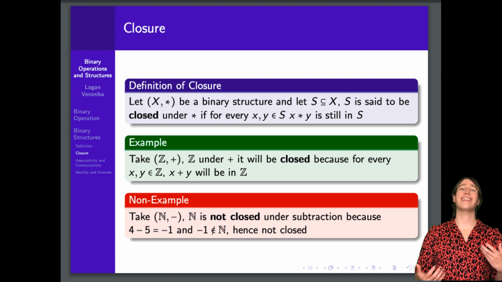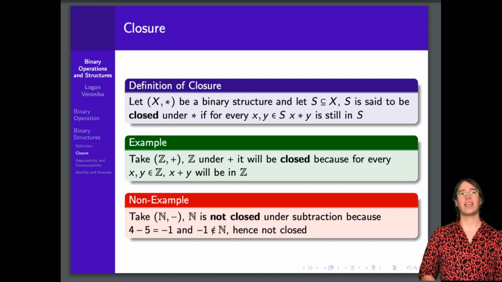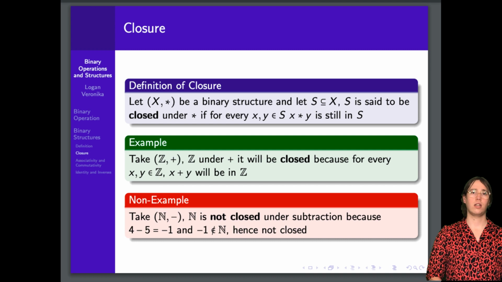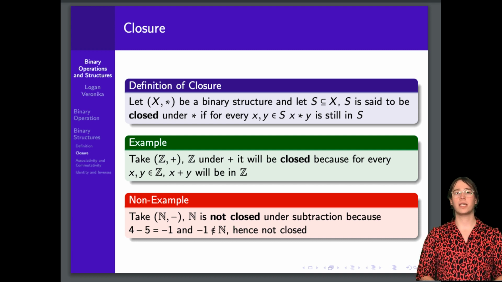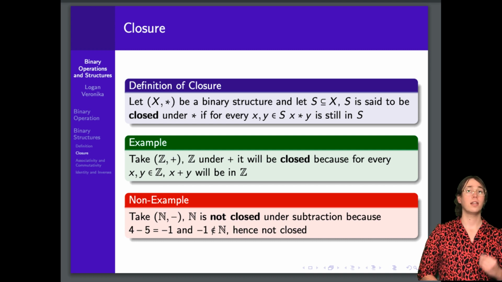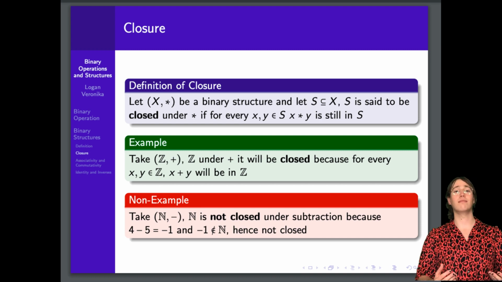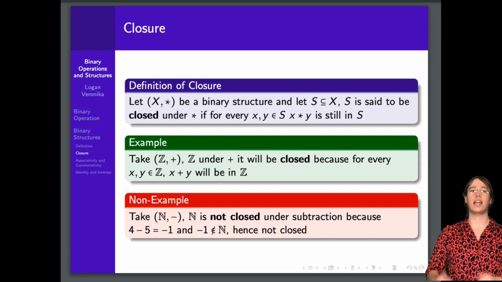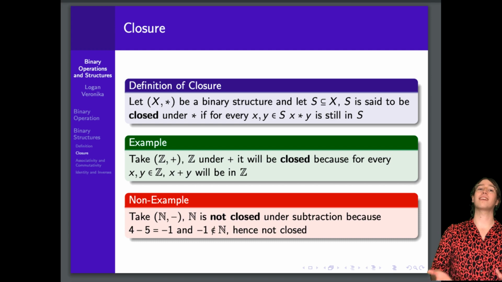Let's now look at a non-example of closure. Let's take the natural numbers under subtraction. We know it's not going to be closed because we can look at a specific example. Take 4 minus 5, that equals -1. That's not going to be inside of the natural numbers, so it won't be closed.